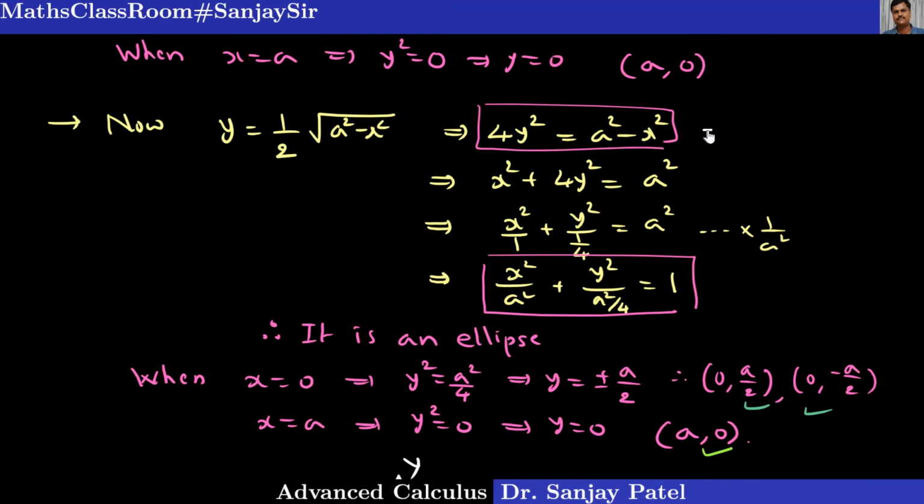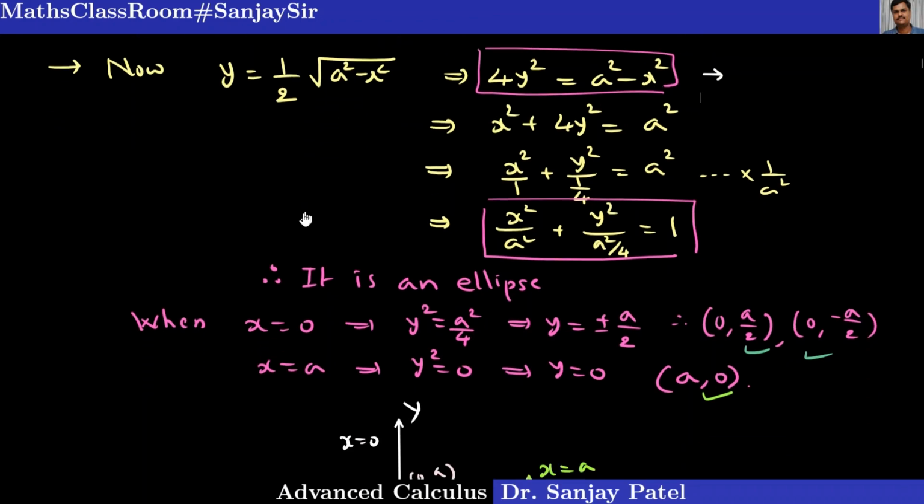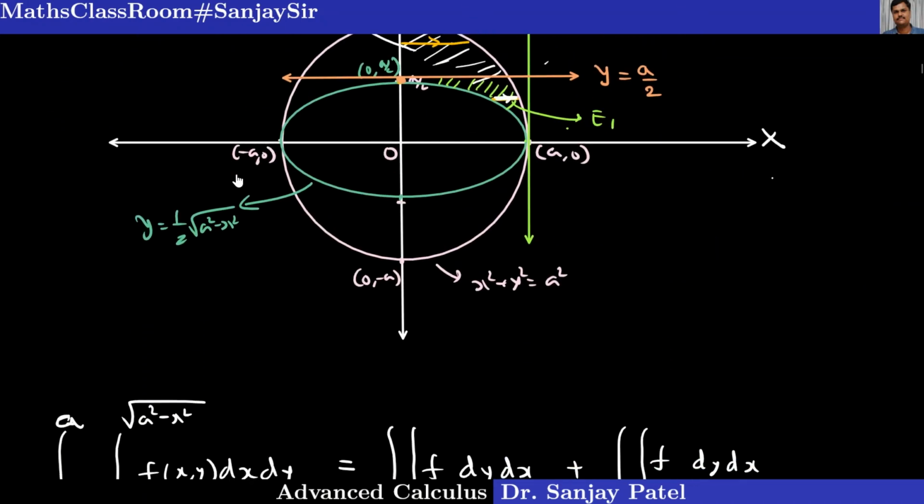From this I can write x square is equal to a square minus 4y square. First taking square, so 4y square, yes. So that gives me x is equal to plus or minus square root of a square minus 4y square.